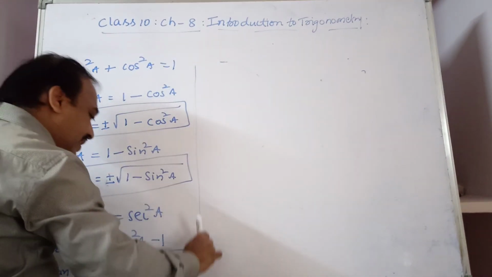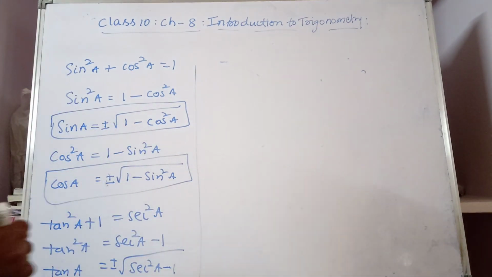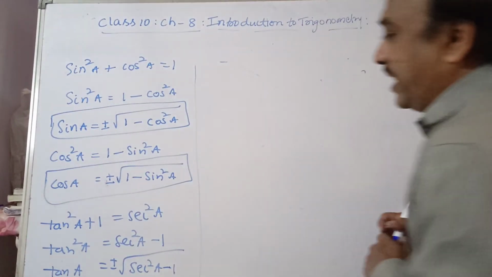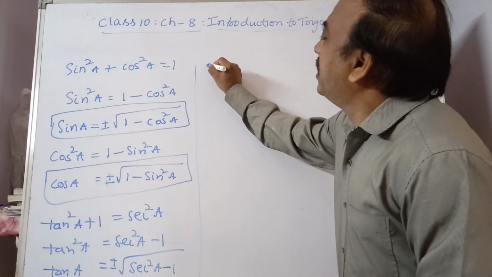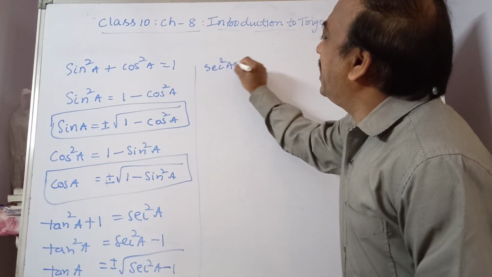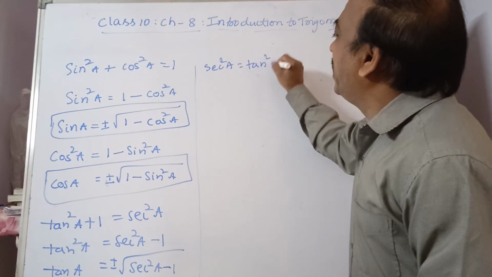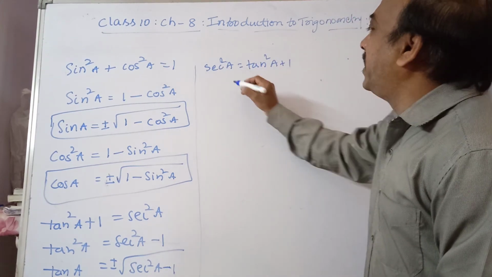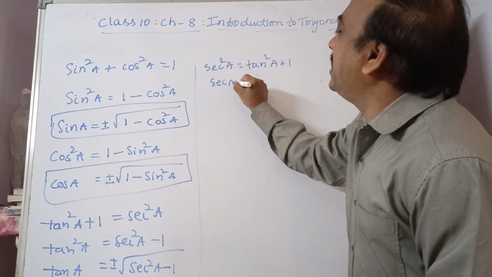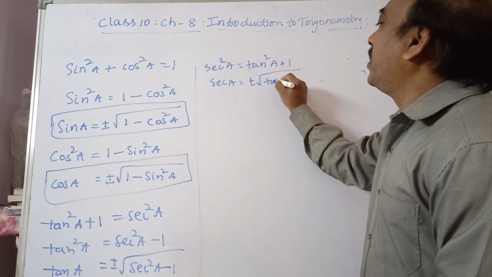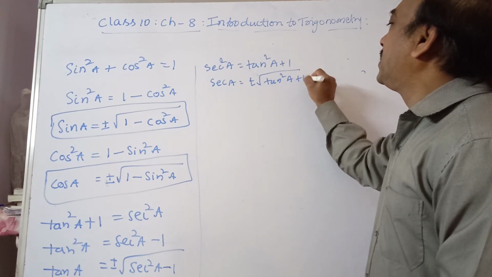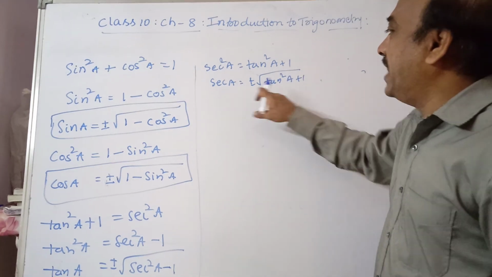Similarly, we write now, secant square A is equal to tan square A plus 1, or 1 plus tan square A. Now secant A is equal to plus or minus root of tan square A plus 1.